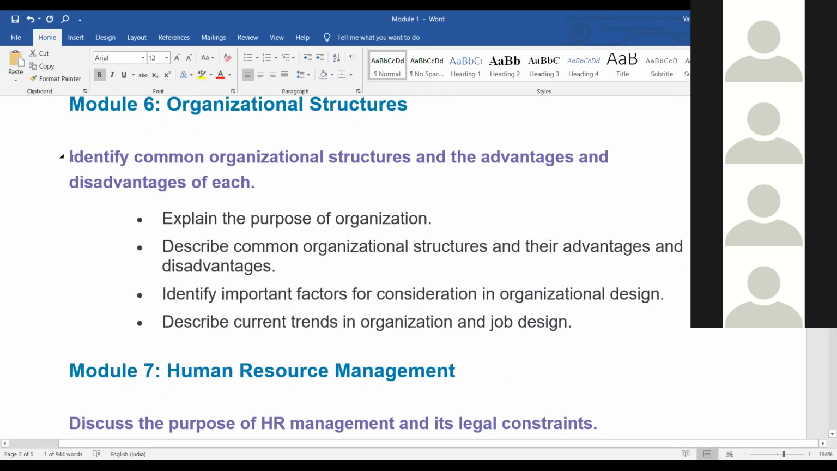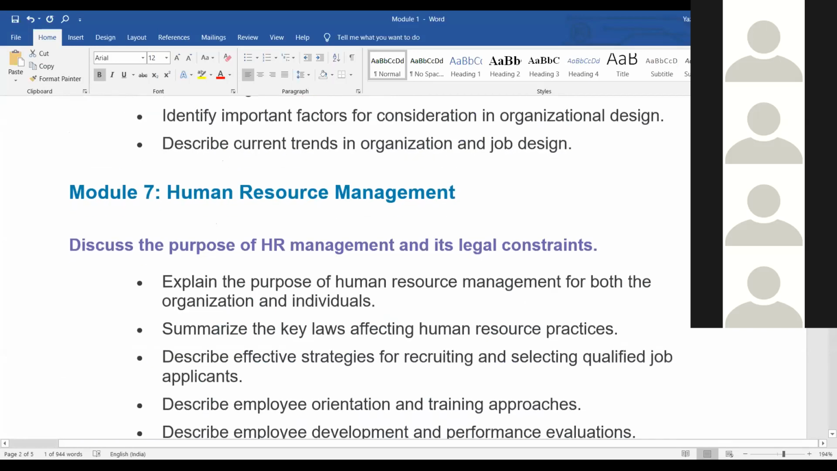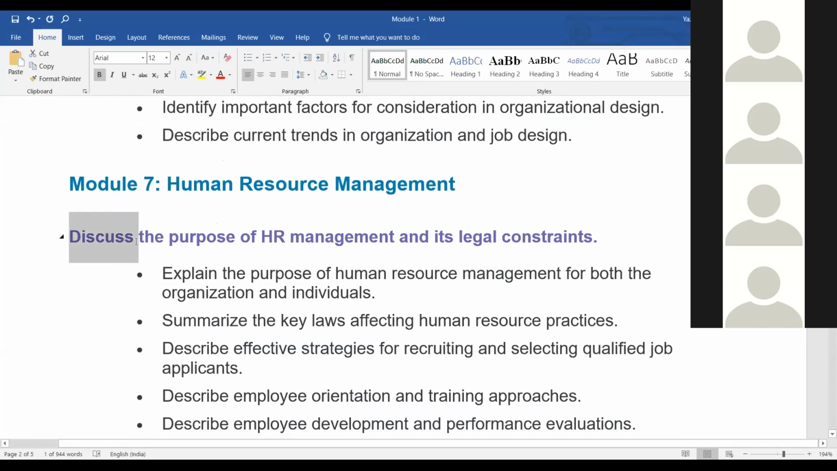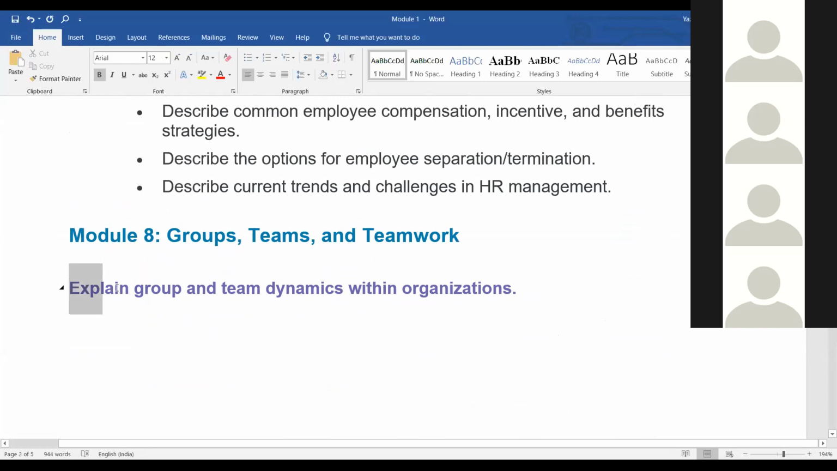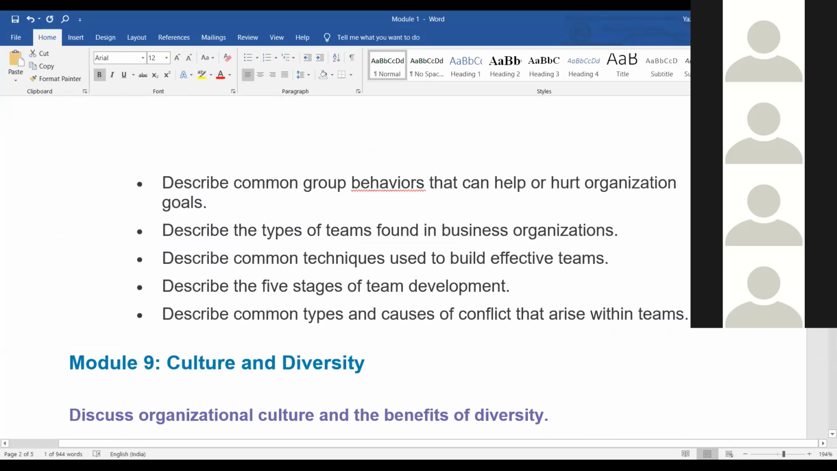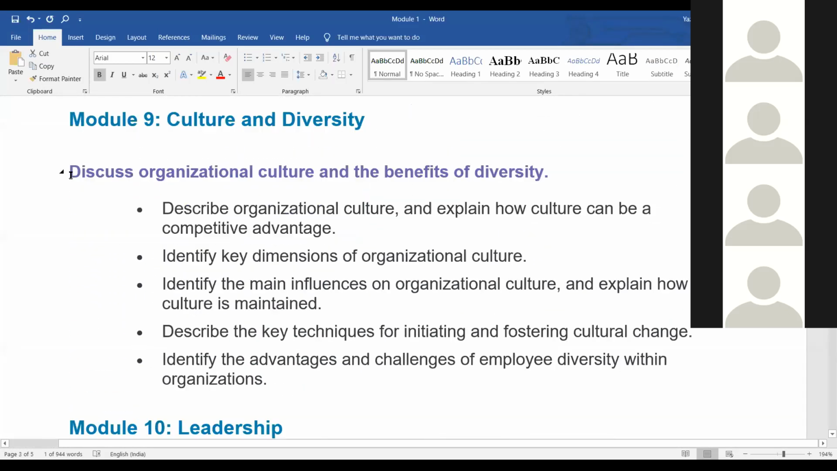Then the sixth module, identify. Identify is not a high level, it is low level only. Mostly it is first level, first depth, a very primitive level. Then human resource management. Here also they are using the keyword discuss. Discuss is related to second level. Discuss the purpose of HR management and its legal constraints. They have written outcomes for all the topics. Mostly the depth is second level only. Then for module 9, they have written once again discuss. That is also second level.